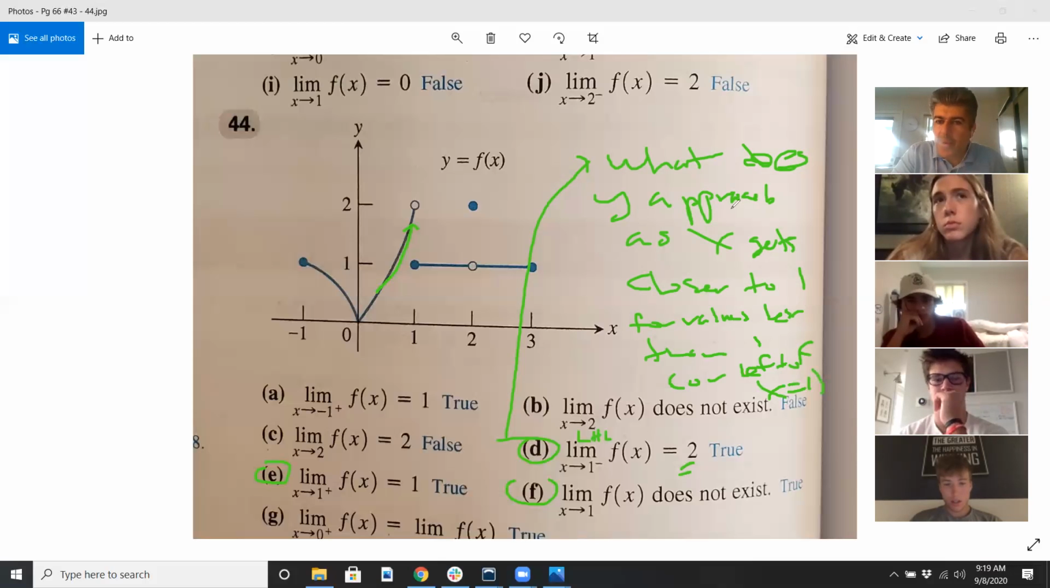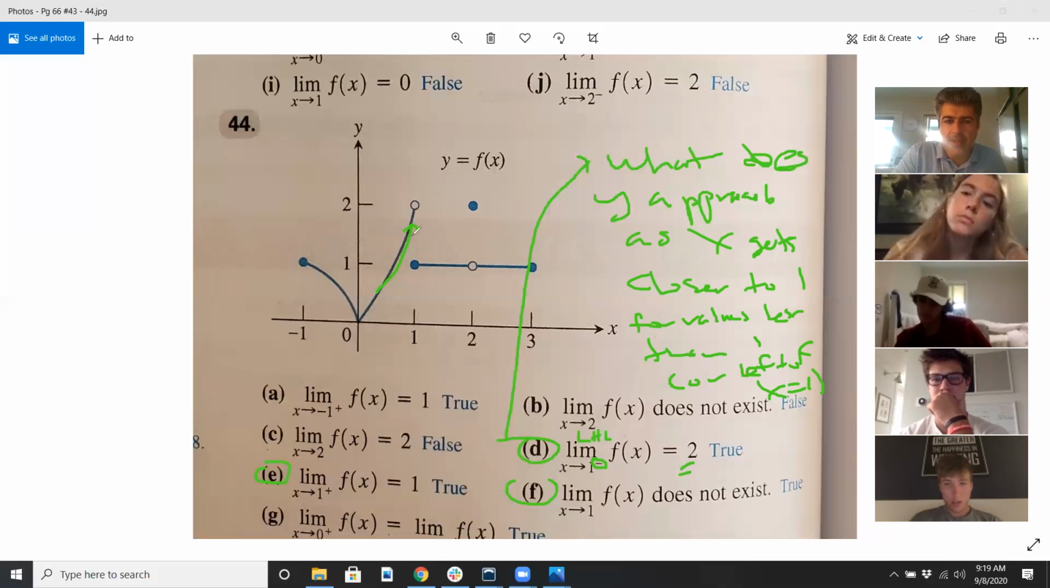What does y approach as x gets closer to 1 for values less than 1, or left of x equals 1? That's why we have limit notation, so we don't have to write all those words. It's just too much. Because that little superscript indicates that we're plugging in values of x that are a little bit less than 1, like 0.9, 0.99999, and so forth.